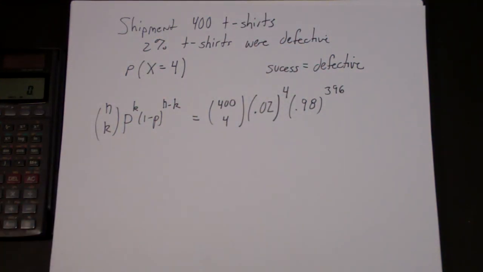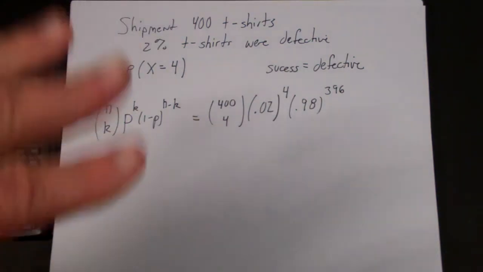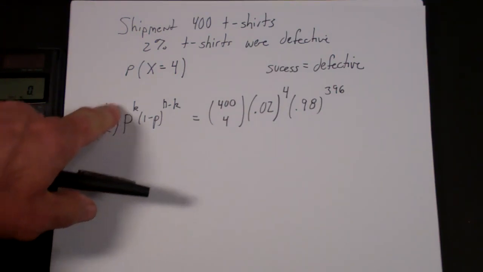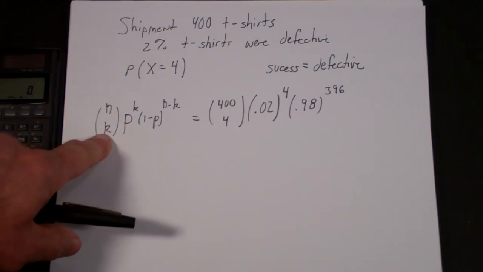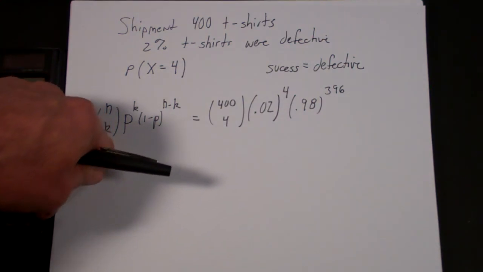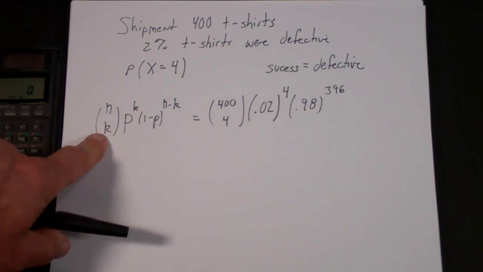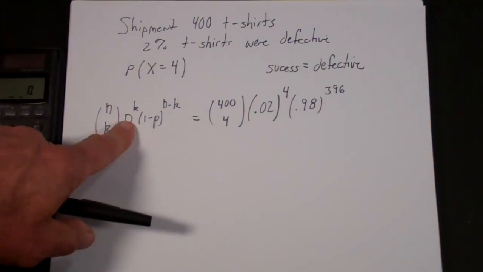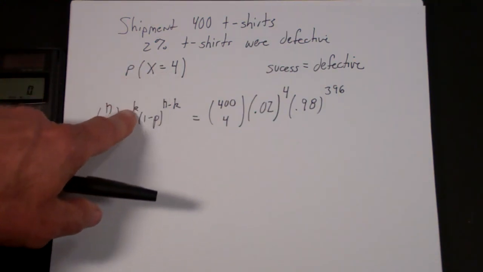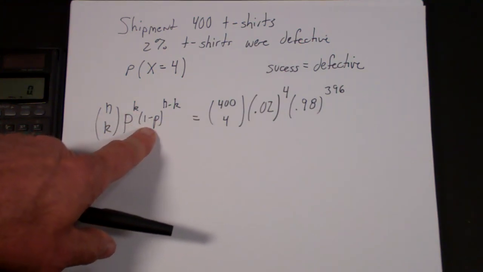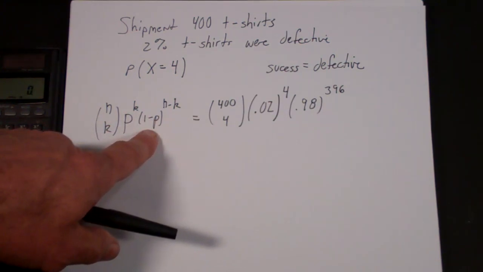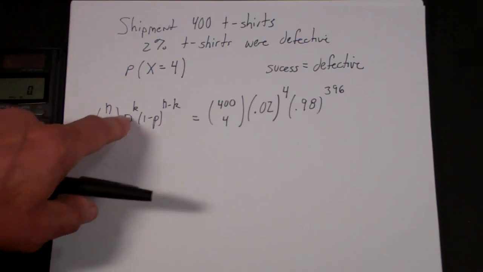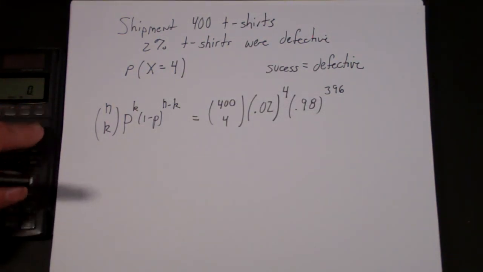And now it's just a matter of plugging in your calculator. So make sure that you understand how the formula and how everything fits. N is the number of trials, 400. K is the number of successes. Success here is defined as having a defective t-shirt, so that's 4. P is the probability of success, that's 2%. K again is 4, that's what we said before. Now 1 minus P, if P is 2%, then 1 minus P would be 98%. And N minus K would be 400 minus 4, so it's 396. So now it's just a matter of plugging in the calculator.